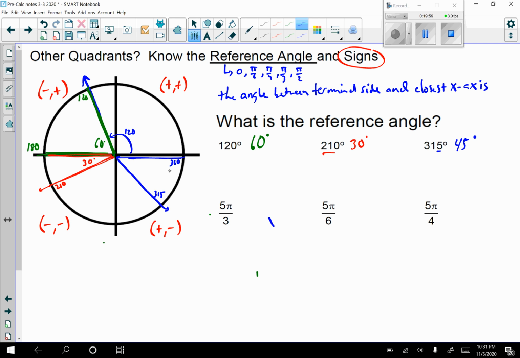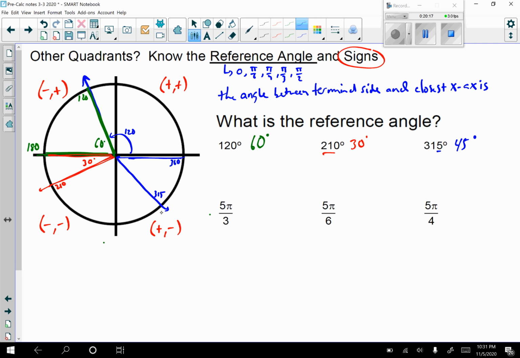But what about with radians? I'll tell you what, it is even easier. So the long way would be to try to draw it in, find the closest x, and do the subtraction like we did with these numbers over here, 350 and 360. Even easier, it's already built in.